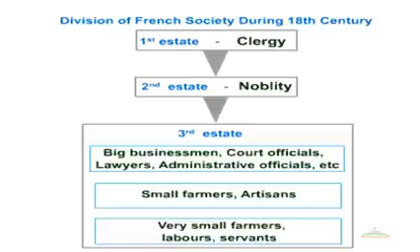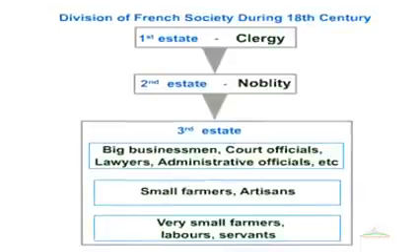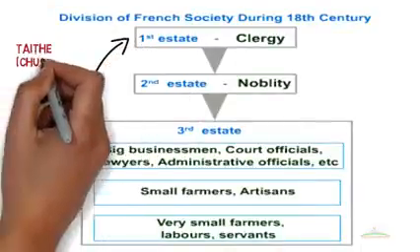The first state and second state people enjoyed so many facilities that are known as privileges, and these were by birth, meaning they did not have to pay any taxes, and they were also receiving taxes from the third state people. The third state people were facing so many problems because the entire tax burden was borne by them. They were paying so many types of taxes.